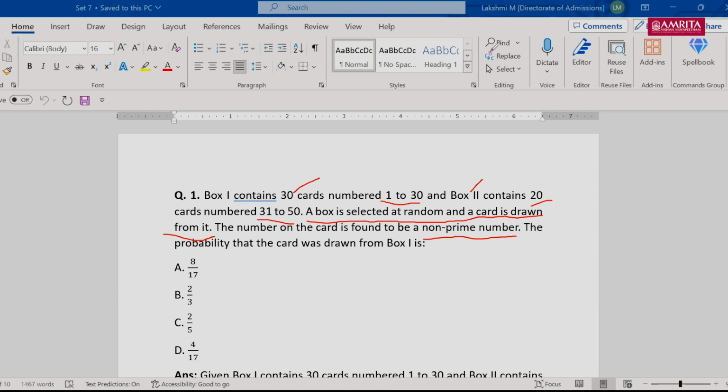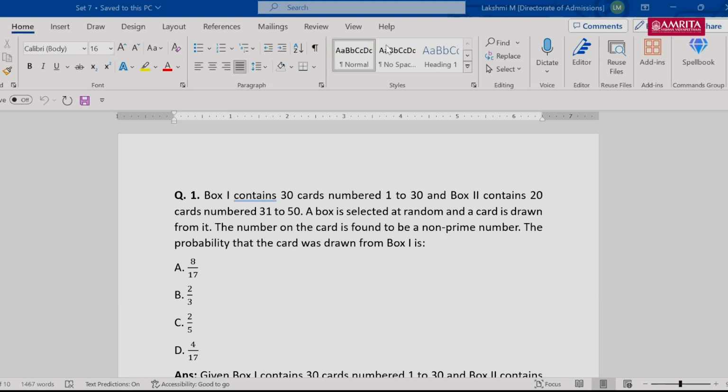So I'm having two boxes, box 1 and 2. Box 1 contains 30 cards, 1 to 30. Box 2 contains 20 cards, 31 to 50. I've selected a box randomly and taken a card from it. I just found out that the number on the card is a non-prime number. And I'm asking you to find the probability that the card was drawn from box 1. There are two cases here, right? Box 1, box 2.